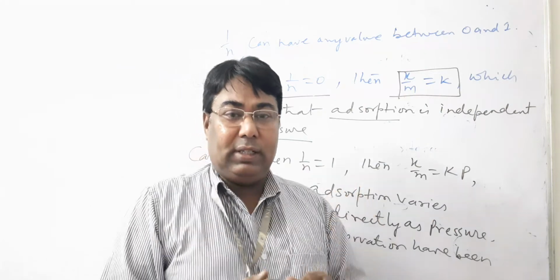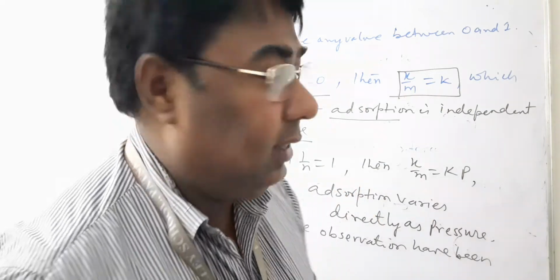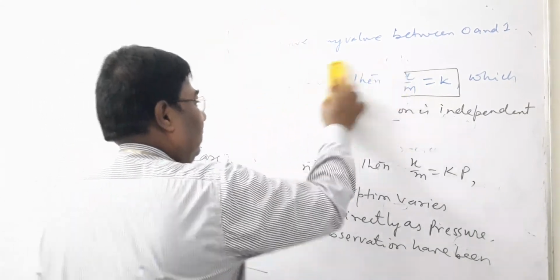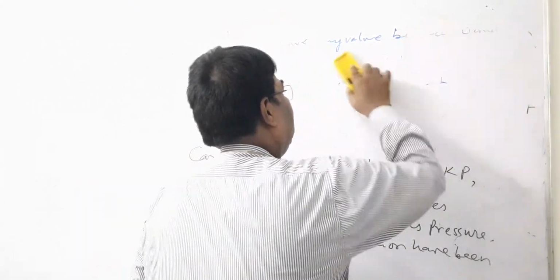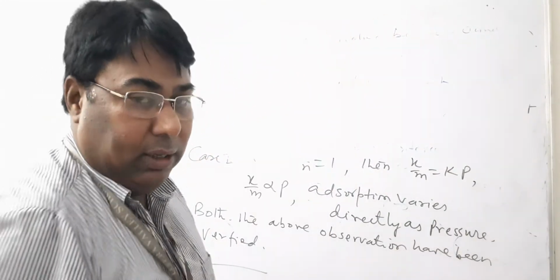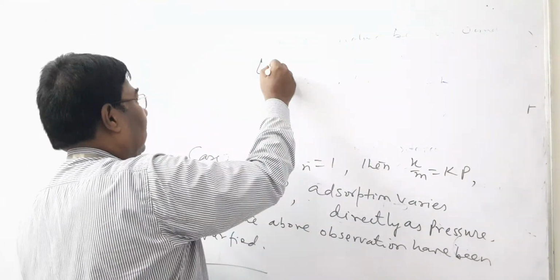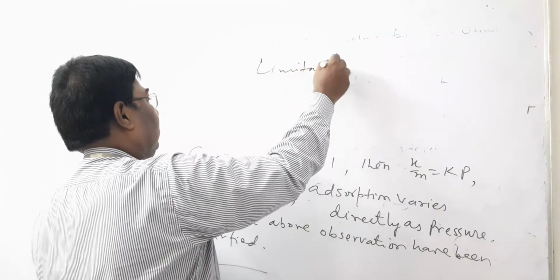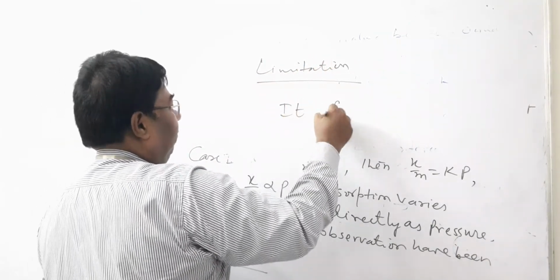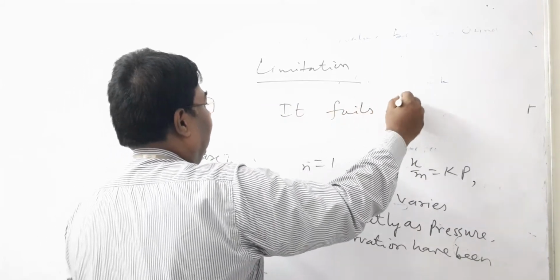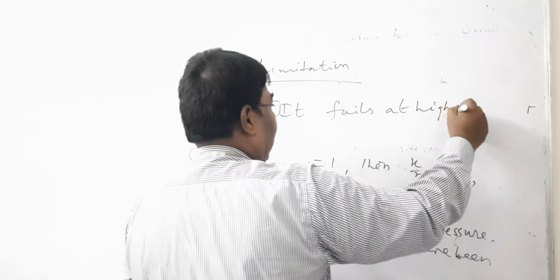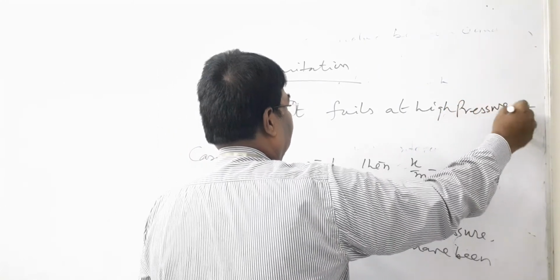Now once again we discuss the last topic related with this. What are the drawbacks or limitations? Limitations of Freundlich adsorption isotherm. Freundlich adsorption isotherm fails at high pressure. That means at saturation pressure, it fails at high pressure.